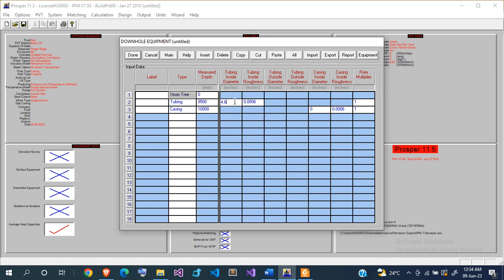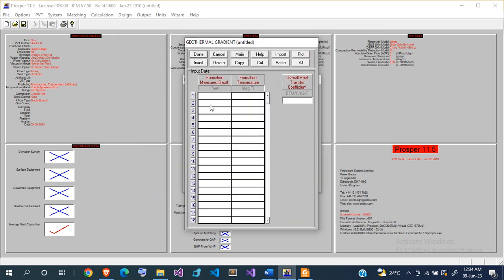4.67, okay. And then for the casing, we have 6.1. Okay, not very large. It's okay, so I can go down. Now you're looking at the geothermal gradient.